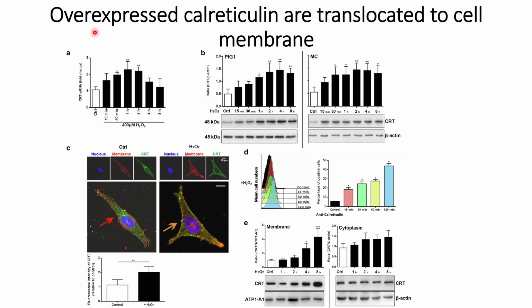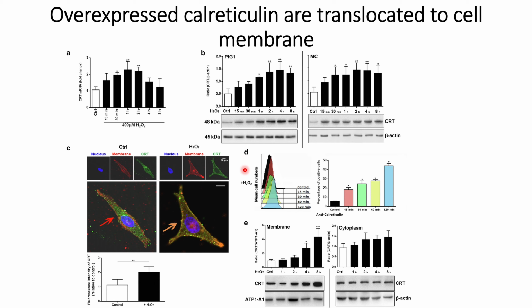And in order to further validate this, they use Western blot on this PIG1 cell line and also this mesochemical cell line, melanocyte cells obtained from the patients. And they can see that with increase in time, there is an increase in the calreticulum expression in both cases, that is, both in PIG1 cell lines, which are immortal melanocyte cell lines, and these melanocyte cell lines from the patients. The calreticulum signal increases with time.